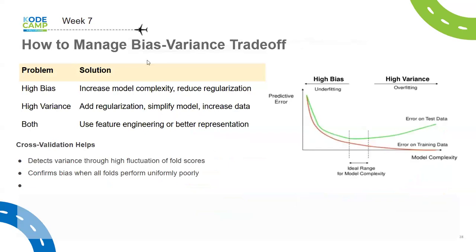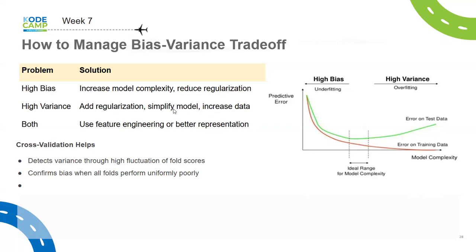So typically, how do you manage the bias variance challenge, right? Typically, what you do is, if you have high bias, then increase model complexity, like I said, and reduce regularization if there was any regularization. We'll talk about regularization later on. If you have a high variance, that means the model is too complex. You add regularization or you simplify the model or you increase the data. Again, we'll talk about regularization when we get into neural networks.